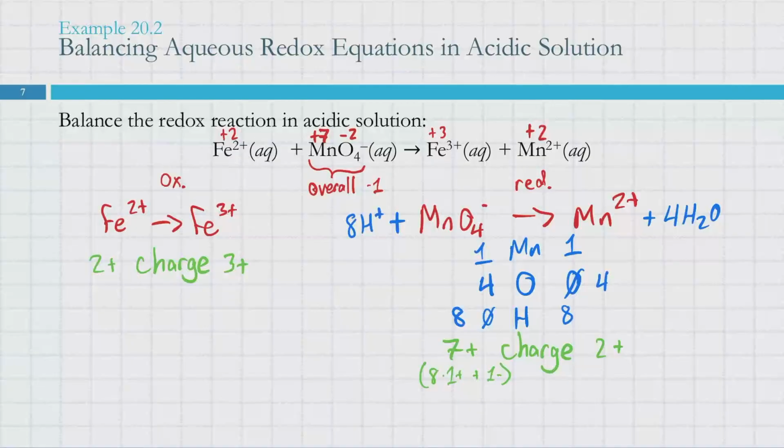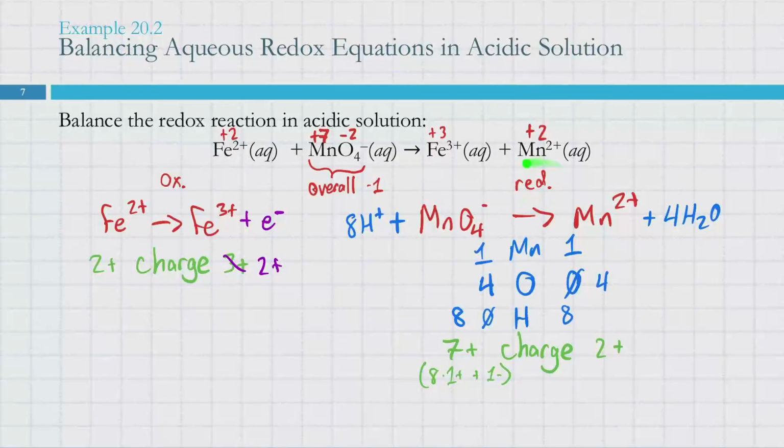The way that we can balance out charge is with electrons. So we have to add in electrons. Electrons have negative charge. I'm going to do this in purple. So we can add 1 electron to our iron half reaction to the 3+ side. The 3+ and the 1- makes 2+. So now our charge is balanced out for our oxidation.